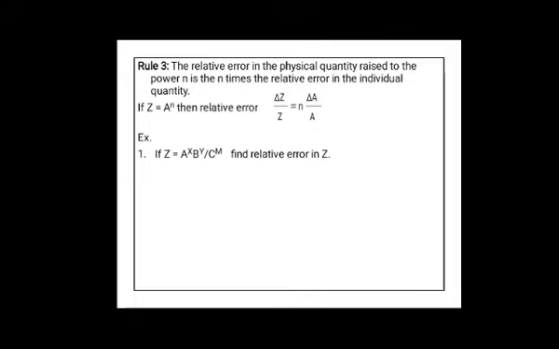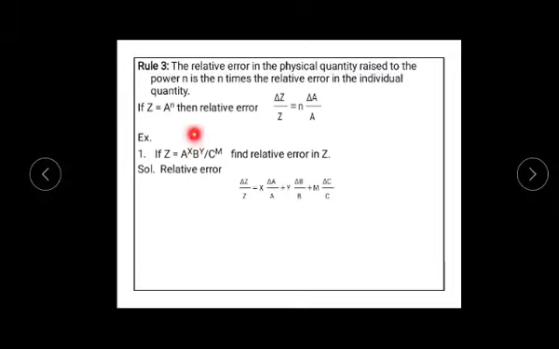For that you take one example, very simple one. If Z is equal to A raised to x, B raised to y divided by C raised to m. Find relative error in Z. So how to write? Relative error in Z is equal to delta Z divided by Z is equal to, what is first term here? A raised to x. That can be written as x into delta A divided by A. Plus, because next term is there, you have to take plus, according to rule number 2. What is next term here? B raised to y. How to write? Y into delta B divided by B.